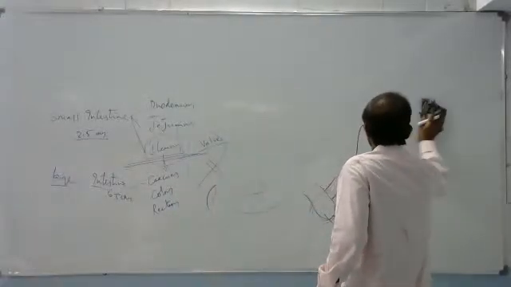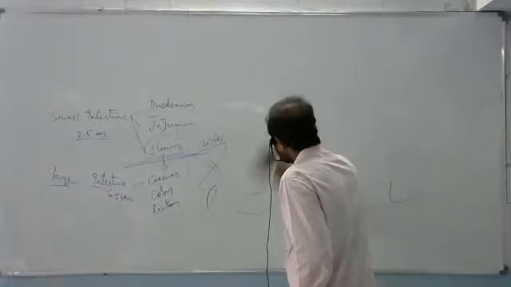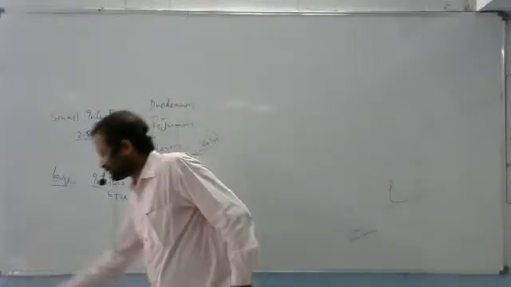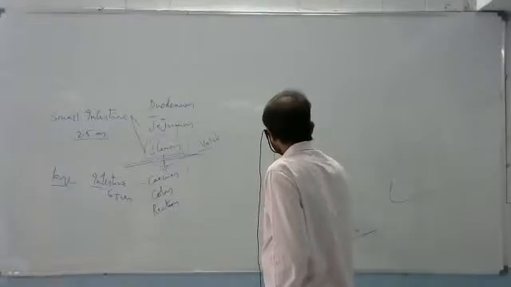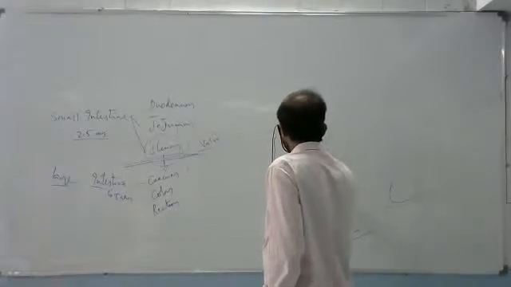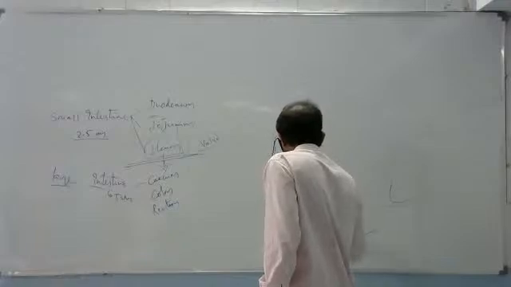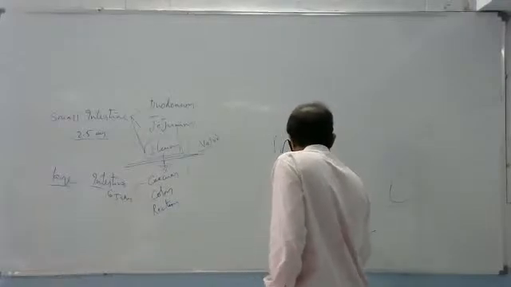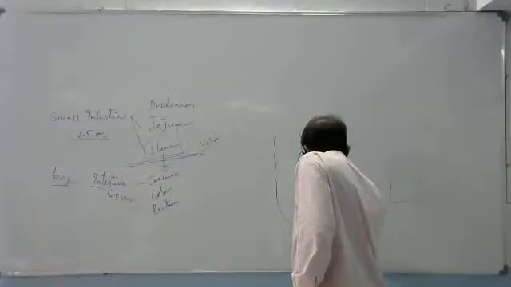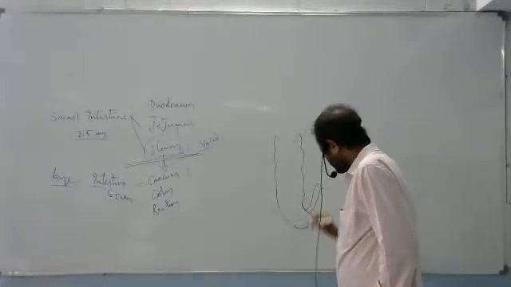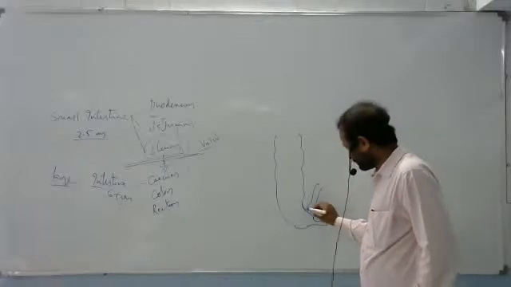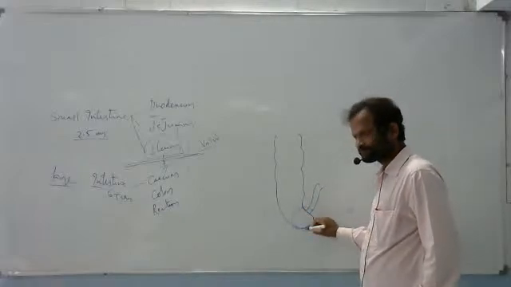See, I told you the large intestine will appear very broad like this. This is the cecum. Here, the vermiform appendix. The small intestine joined here, right? This is the cecum.